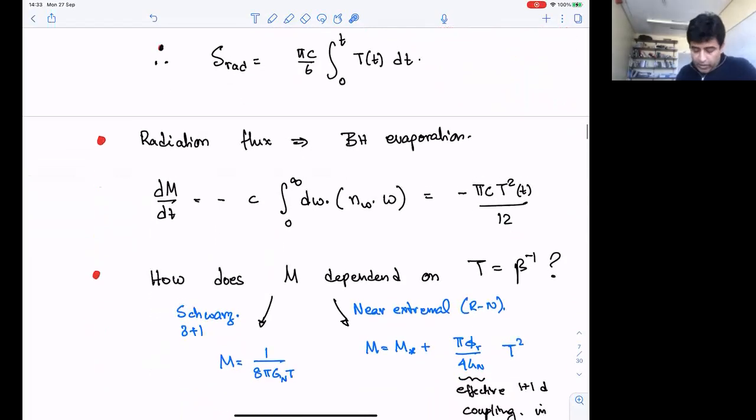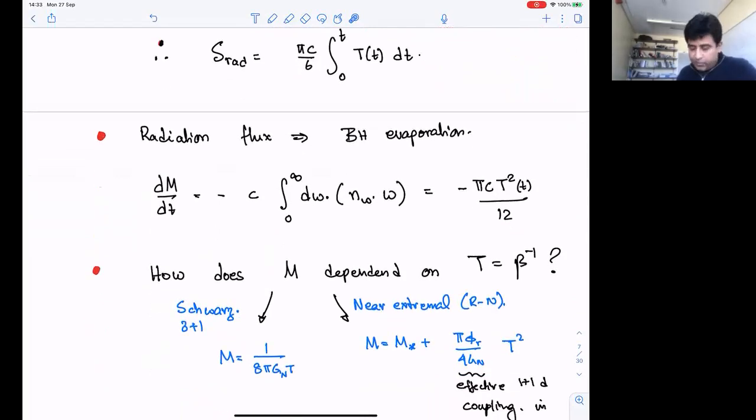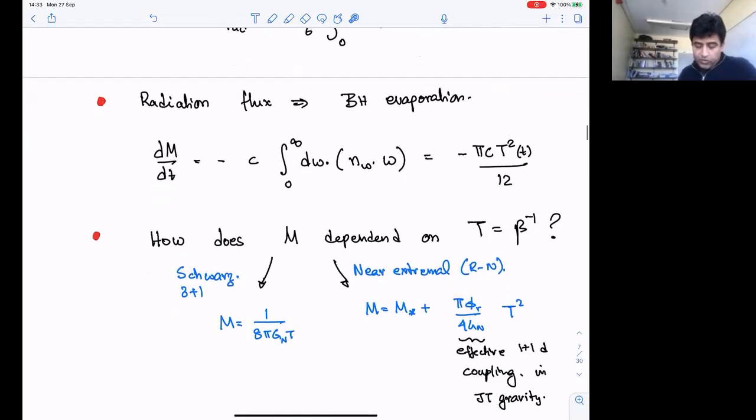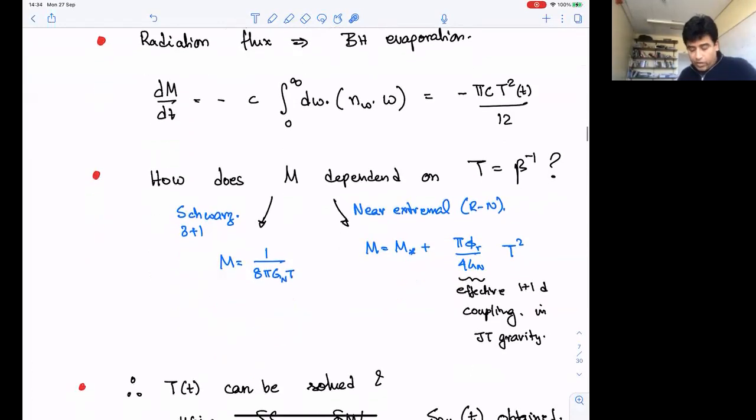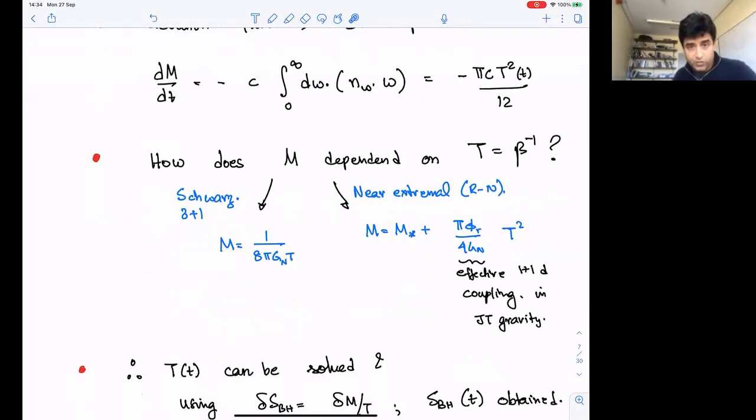Now, the other input that we need in order to solve this semi-classical problem is to figure out how the mass of the black hole depends on the temperature. If we know how the mass of the black hole depends on the temperature, we can solve for the temperature using this differential equation. We then have a complete understanding of how the temperature of the black hole evolves as a function of time. And then we can figure out how the entropy of the black hole evolves as a function of time using the Bekenstein-Hawking result.